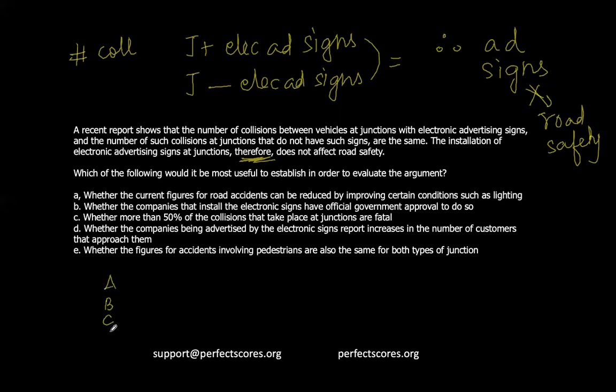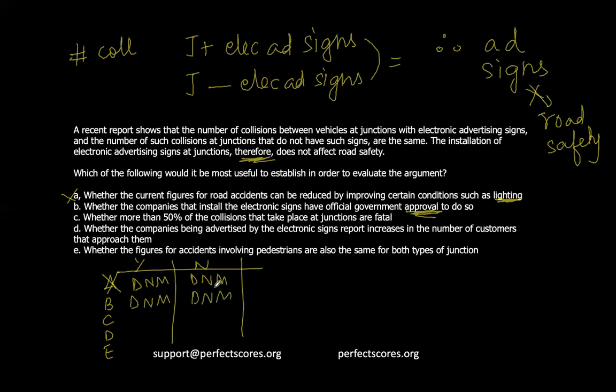Again, let's look at our five options. Option A. If you answer yes, that current figures for road accidents can be reduced by improving certain conditions such as lighting. Do you think it's relevant? No. It's talking about ad signs and road safety. Yes, and lighting doesn't matter. Okay, B. The companies that install the electronic signs have approval to do so. It doesn't matter.